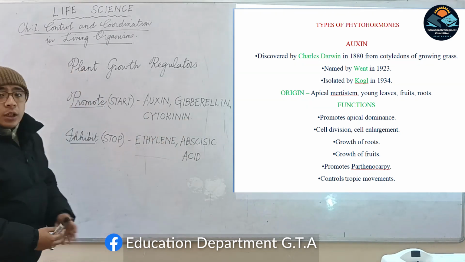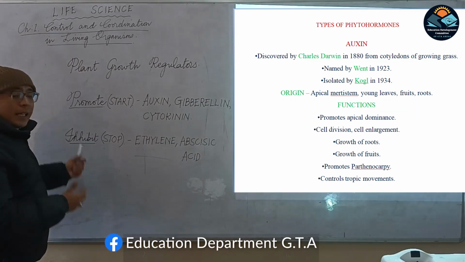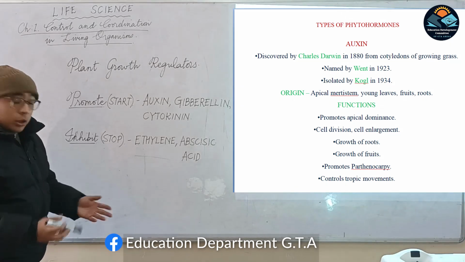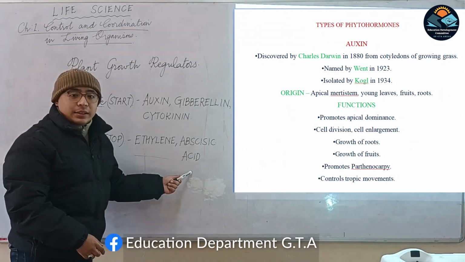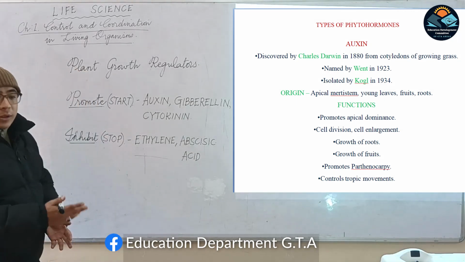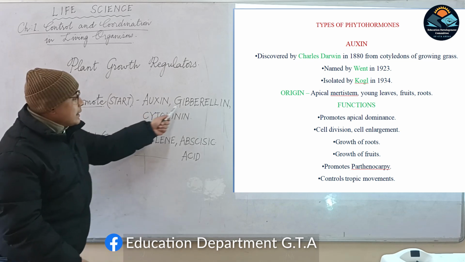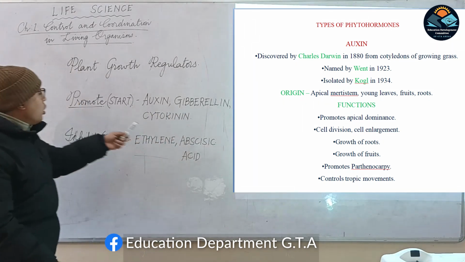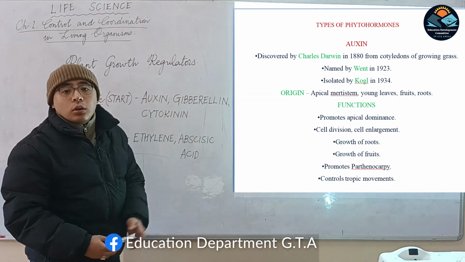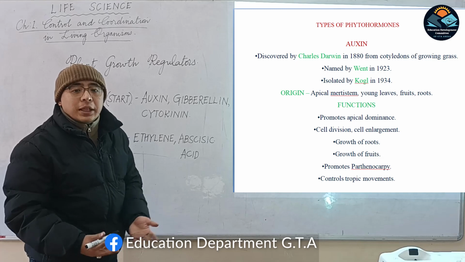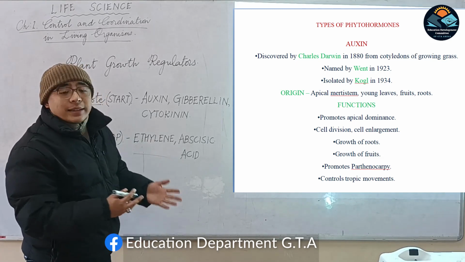The other group, which are known as inhibitors because they stop or inhibit a process, include different hormones, ethylene and abscisic acid. But for the purpose of your syllabus, we are going to only discuss auxins, gibberellins and cytokinins, which belong to a group known as the promoters. Now we are going to look at the role of different phytohormones. What role do they play in plants? Firstly, let us look at what their roles are.